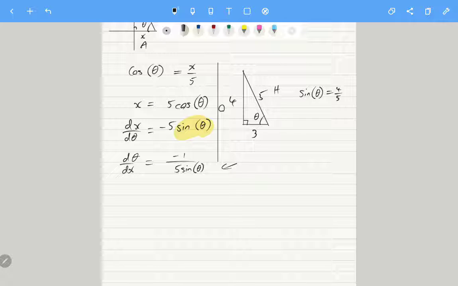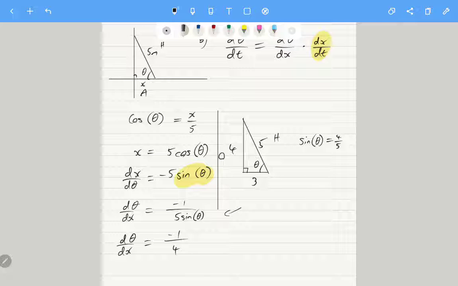Substitute 4/5 into here, or into here, and then just invert it, but we'll substitute it into here. So we get d theta/dx is equal to 1 over 5 times 4/5. 5 times 4/5 is just 4. And so we get d theta/dx is negative 1/4. And from the previous part, we already know what dx/dt is. It's 0.2. So we get negative 1/4 times 0.2, which is 1/5, and we get negative 1/20.